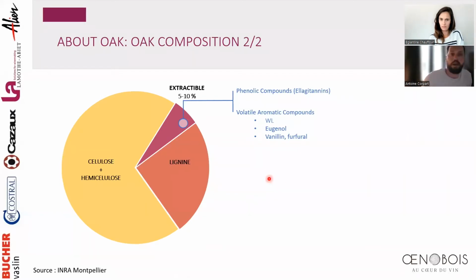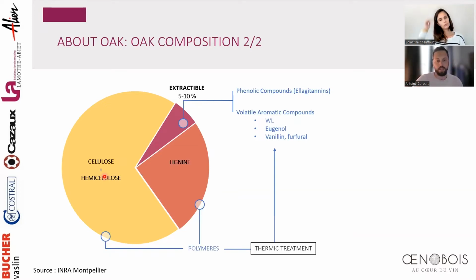So let's begin to talk about the oak composition in more detail. You can see that the extractable part that we saw just before is only 5 to 10% of the oak composition. I mean, nothing. But the rest of the oak composition, cellulose, hemicellulose, and lignin, will be transformed into volatile aromatic compounds like vanillin and furfural with thermic treatment, to give us more vanillin and furfural.